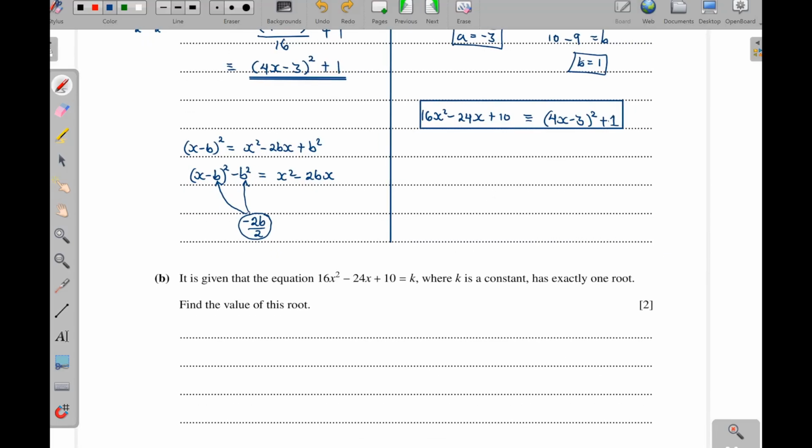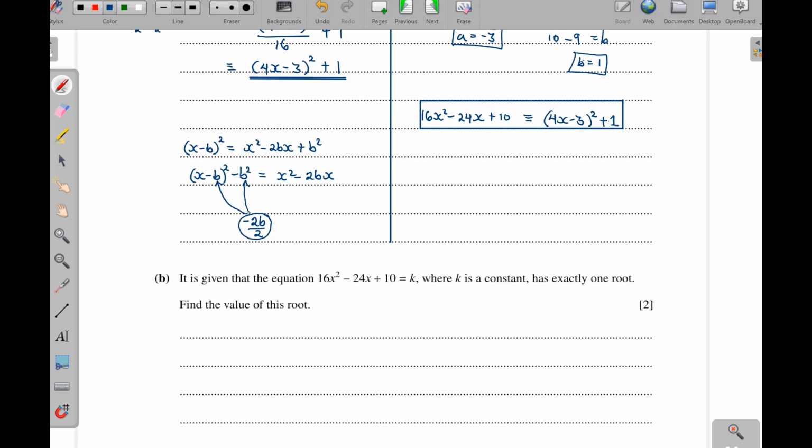Then next, the part B, they are saying it is given that this equation here is equal to k, where k is a constant, has exactly one root. Find the value of this root. Now for one root, this simply implies that you have something like this. Maybe we have ax, then let's say plus b squared is equal to 0. You see? For the repeated root, such that you get this x, which is going to be, let's say, negative b over a.